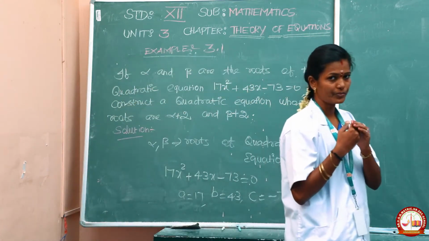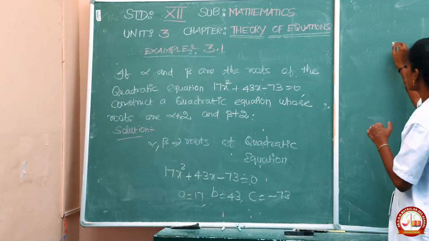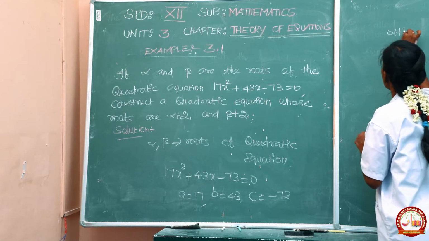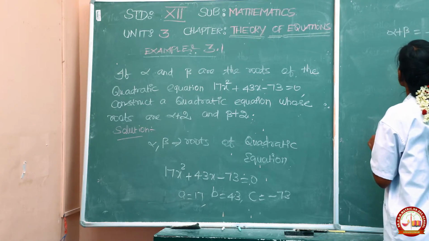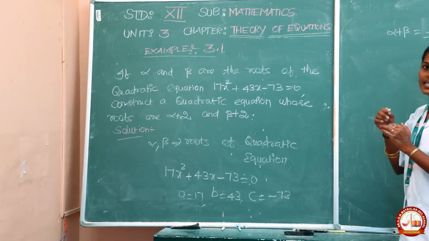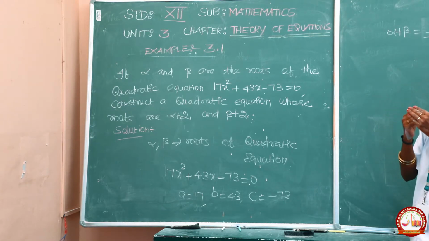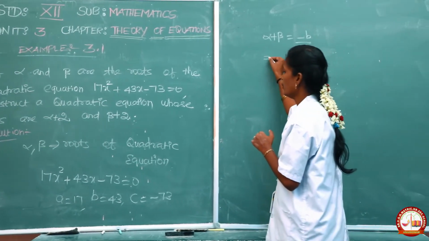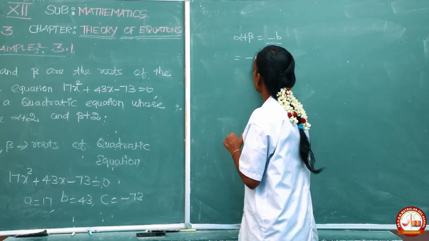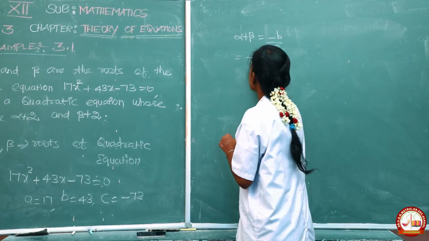First of all, we see the two formulas. Sum of the roots, alpha + beta, is equal to -b/a. Alpha + beta is equal to -b/a. So -43/17.